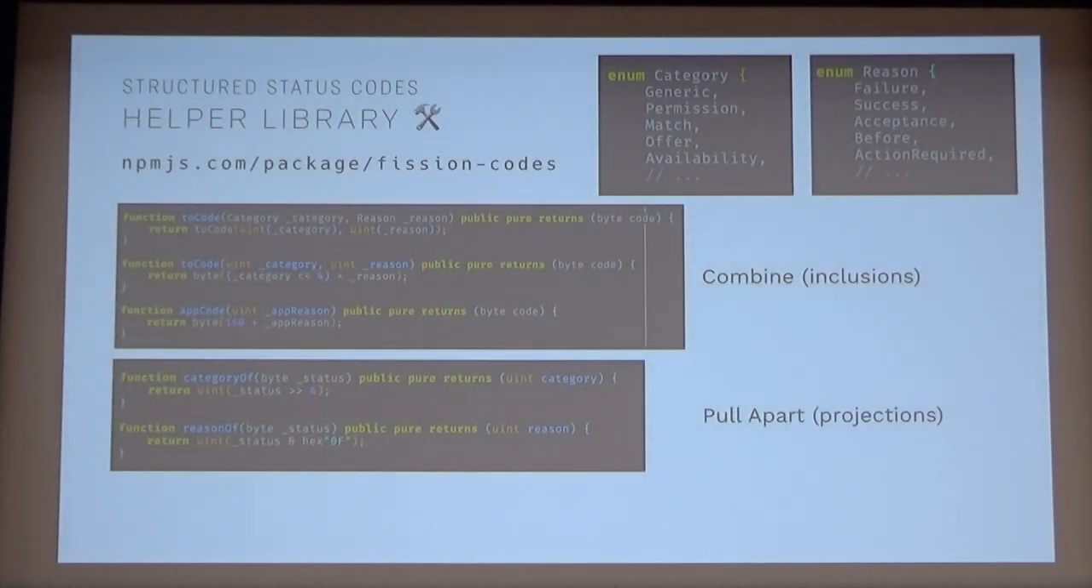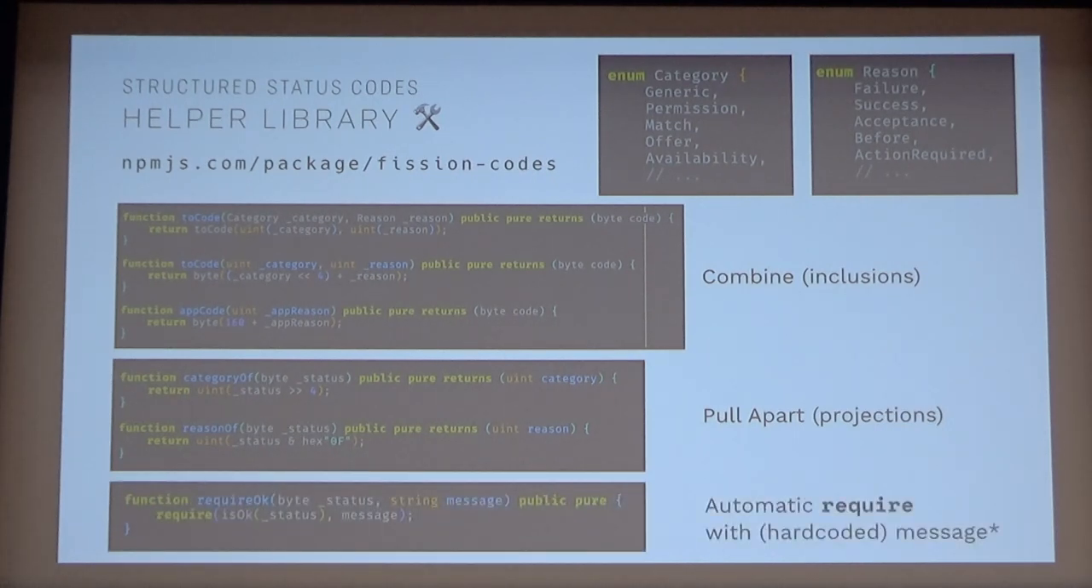pull apart, and do some analysis, say, like, this needs to be category 4 and one of the following reasons, for example. And we can also automate reverting as well. So reverts are built right in, full support. In this case, this require OK says it needs to be an odd number, otherwise it will revert when it gets the response back. With a hard-coded message, we can also automate the messages as well with localized on-chain translation, which again, hopefully we'll have time for at the end.